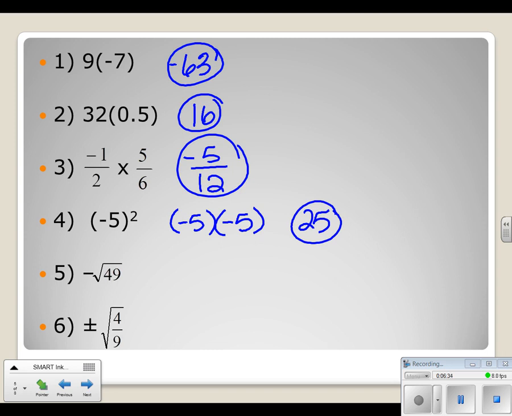The opposite, for number 5, it's the opposite of the square root of 49. And then we know the square root of 49. What squared is 49? It's 7. So we're looking at the opposite of 7.